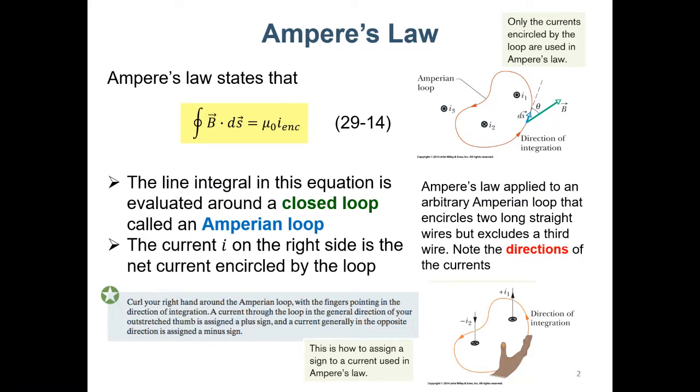Okay, so this part is about Ampere's law. This looks a little bit complicated, but it is very, very useful. This notation is quite similar to, but also quite different from, the one in Gauss's law, although the circle has a similar meaning, which means closed. But here we do the integration for a closed loop, and we call it a line integral.